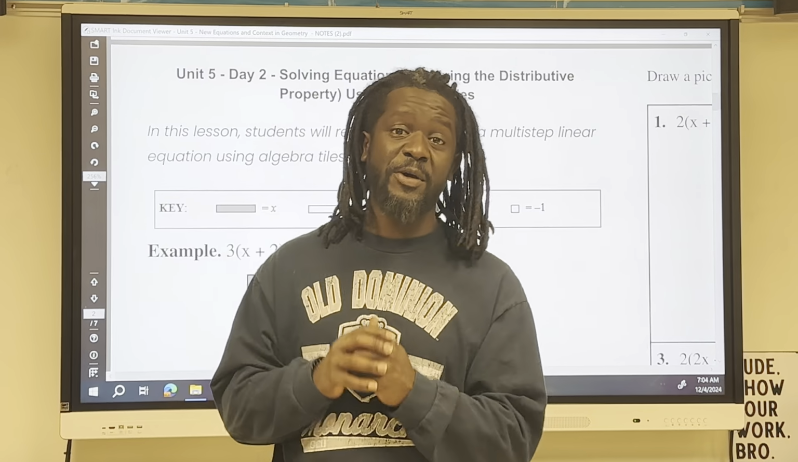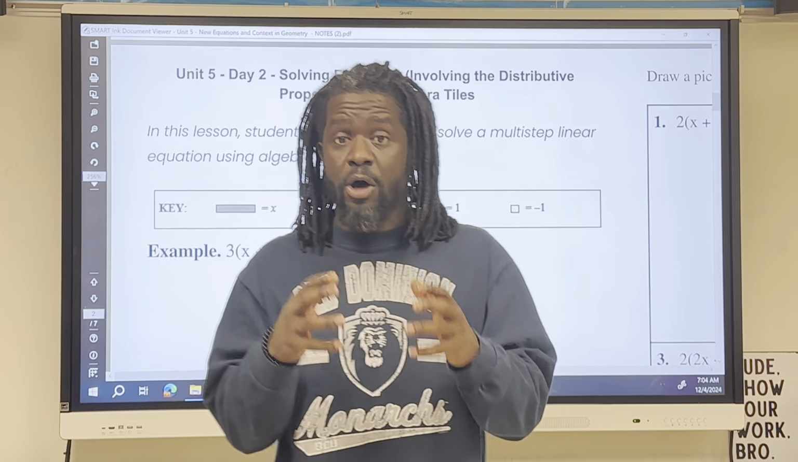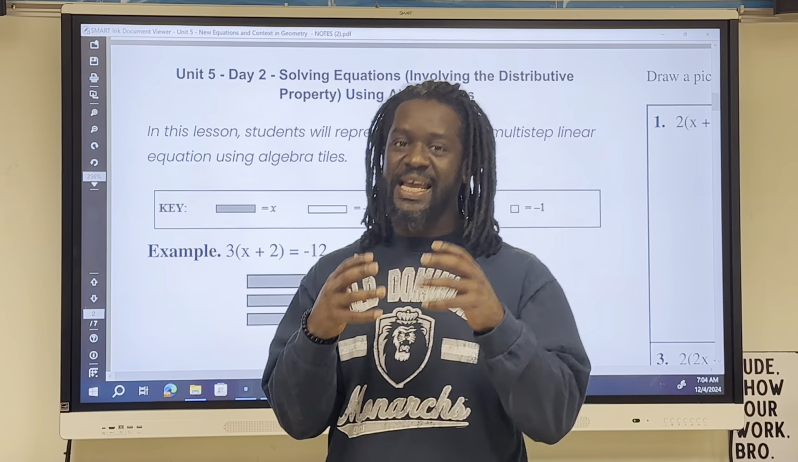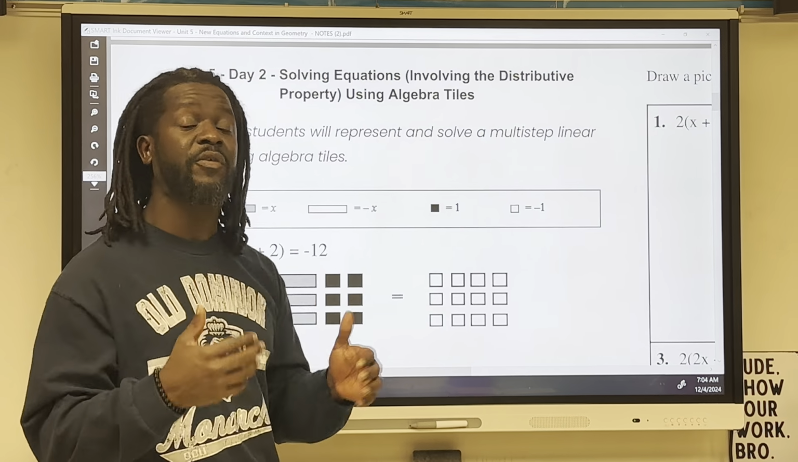Hey, what's up, guys? Welcome to Unit 5, Day 2. Today we are looking at solving equations using algebra tiles, but this time we have the distributive property involved, okay?